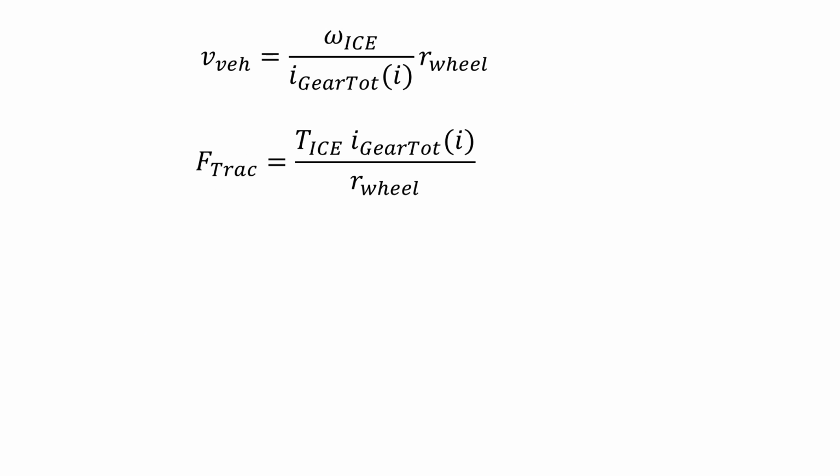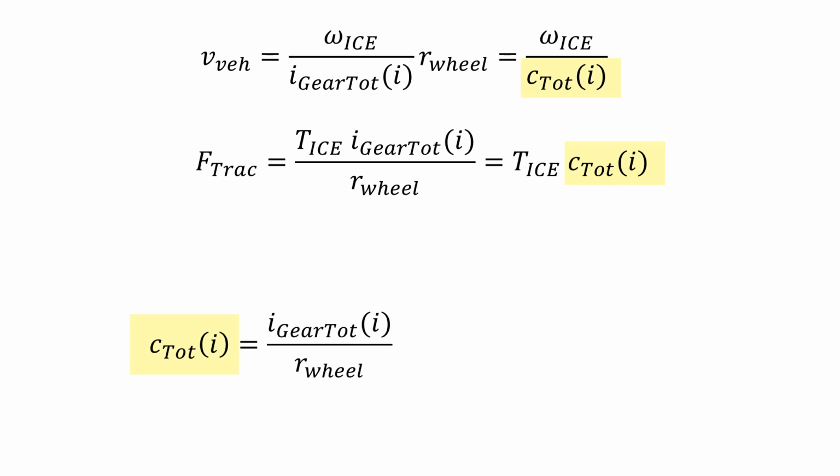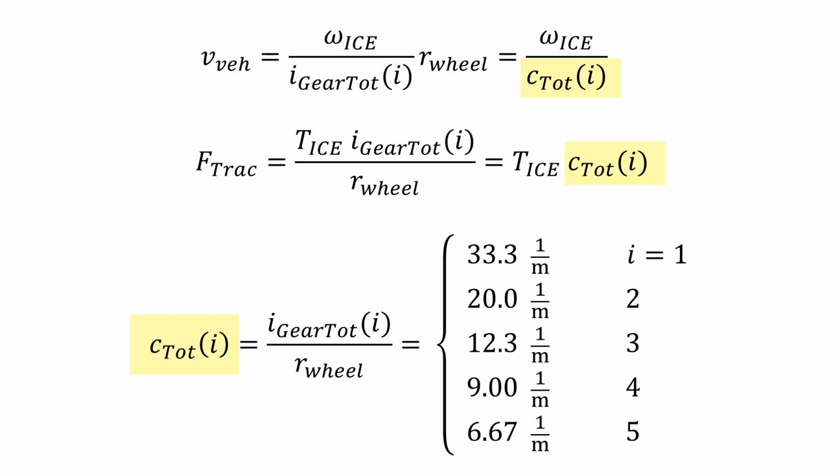These are the two equations of the transmission model. We can simplify the equations by introducing a total ratio, C-TOT, from road to engine shaft. The total ratio is defined like this, and it includes total gear ratio as well as the wheel radius. With the parameters for the investigated transmission, we can put values in the equation, which results in the following total ratios for the 5 gears. They range from 33.3 to 6.67 on the different gears.